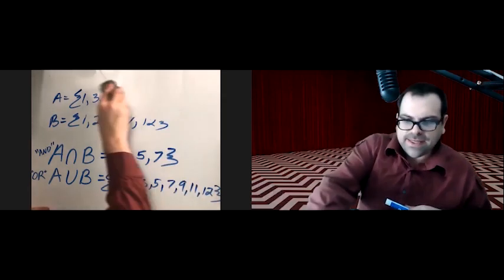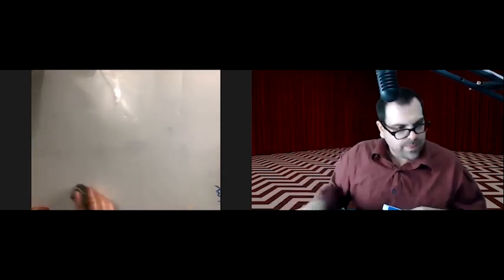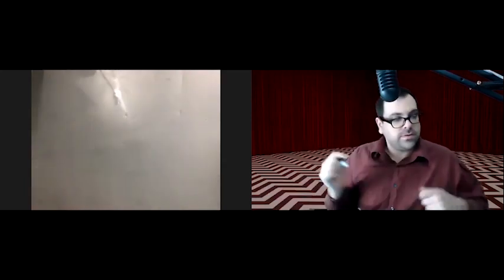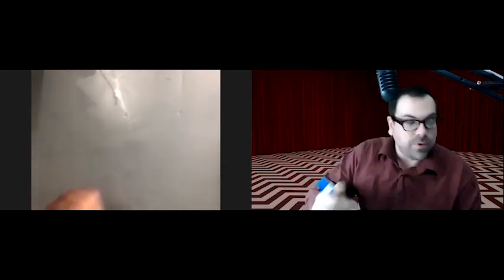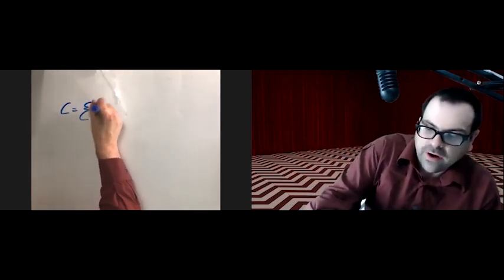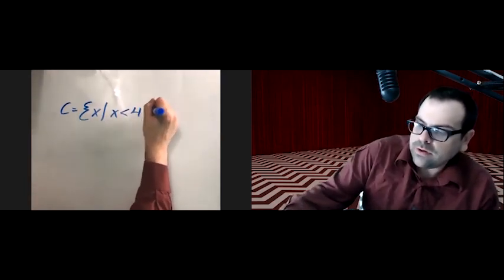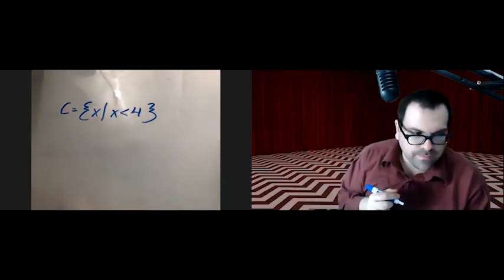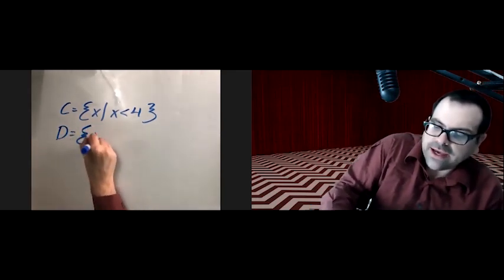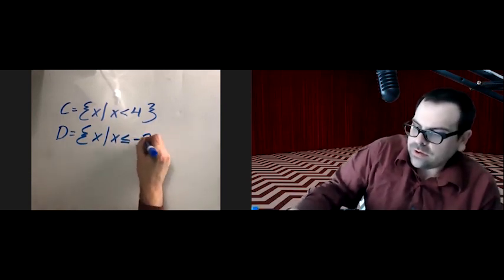We're going to expand this idea. And instead of sets that are listed out, we're going to have set builder notation. So we're going to let C be the set of all X such that X is less than 4. We're going to have D be the set of all X such that X is less than or equal to -2.